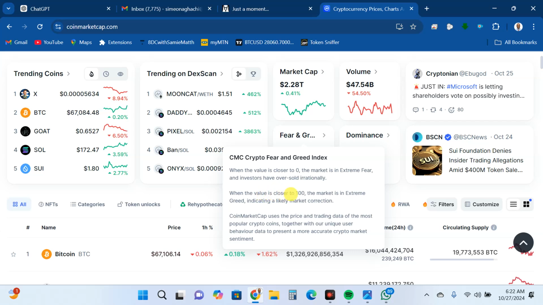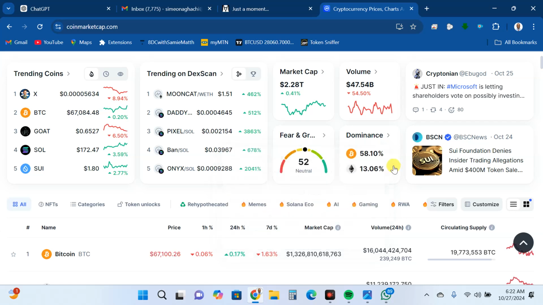So when the value is close to 100, the market is in extreme greed, indicating a likely market correction. Okay. Now, this actually tells you at any point in time how fearful people are or how greedy people are. If this keeps moving to the left hand side, it means people are skeptical. People are afraid of coming into the market. They're afraid of taking trades. Okay, they don't want to get into trades. Maybe for some major negative news releases or the other.